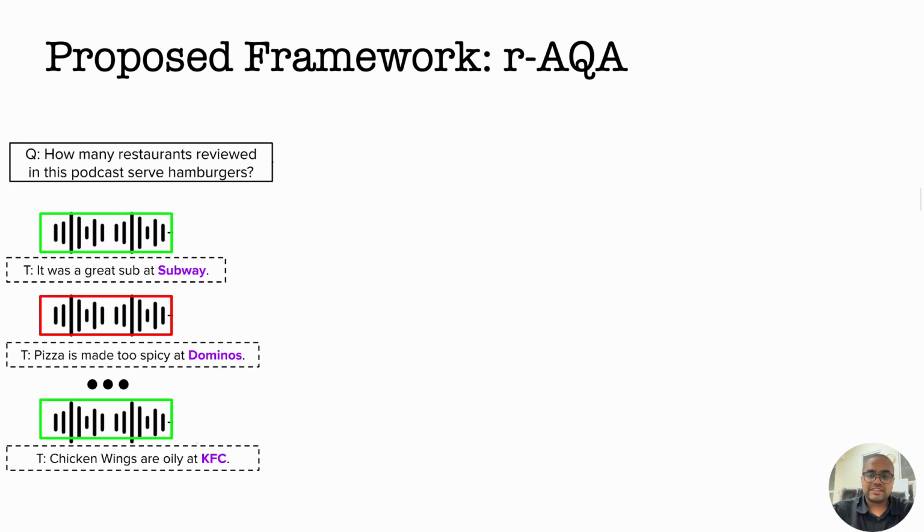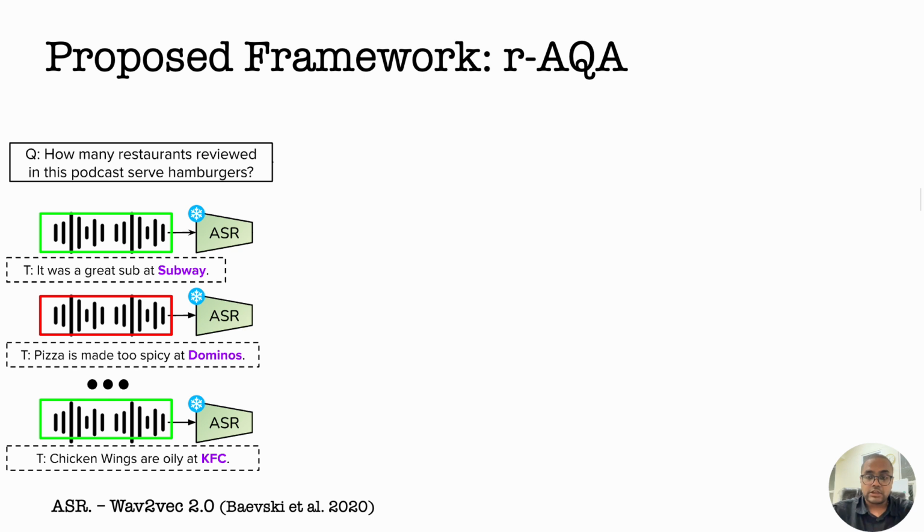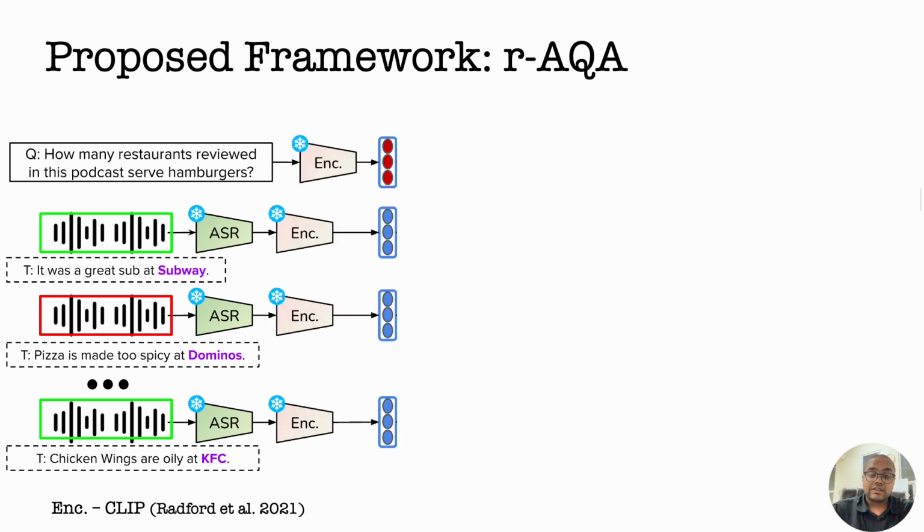So finally, I'll discuss how CALM is applied for r-AQA. So given a knowledge-intensive question and a set of n audio samples where only a few are relevant, shown in green, and the remaining ones are irrelevant, shown in red. So we first obtain ASR text of all audio samples using the automated speech recognition tool again, Wav2Vec 2.0 here. And once the ASR text is obtained, we encode all the obtained ASR text along with the question using a text embedding module, which is a CLIP text embedding module again, to obtain their embeddings.